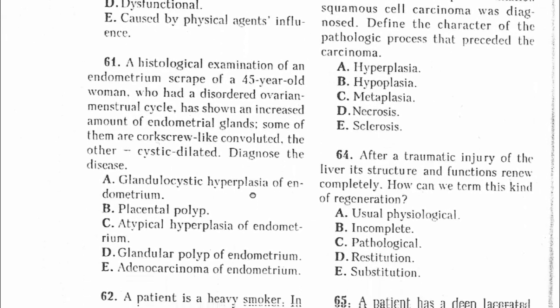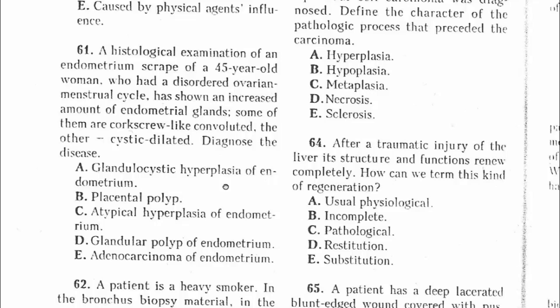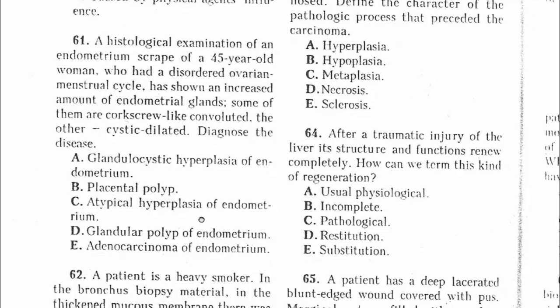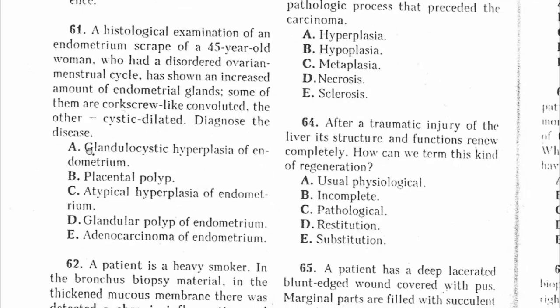61. A histological examination of an endometrium scrape of a 45-year-old woman who had a disordered ovarian menstrual cycle has shown an increased amount of endometrial glands. Some of them are corkscrew-like convoluted, the others cystic dilated. Diagnose the disease. Come on. You have seen glands increase, and you have what? Cystic. So, what could possibly be your answer? This is definitely glandulocystic hyperplasia of the endometrium. Don't forget, increased amount of endometrial glands is called what? Hyperplasia. And of course, cystic dilated means cystic. All right.